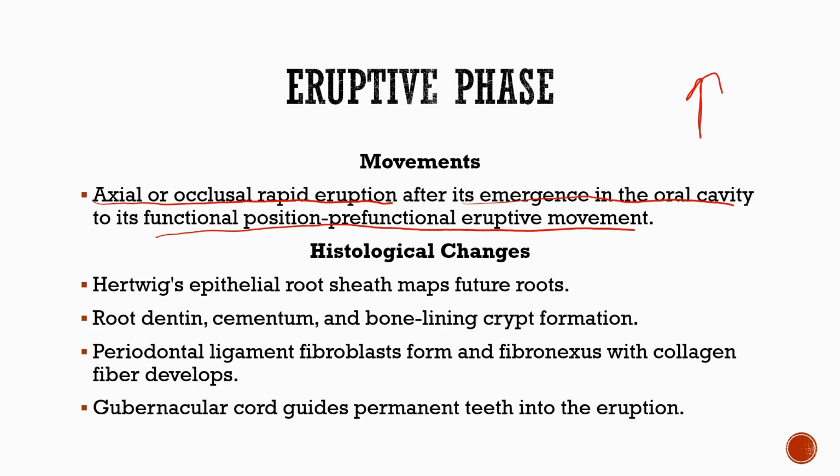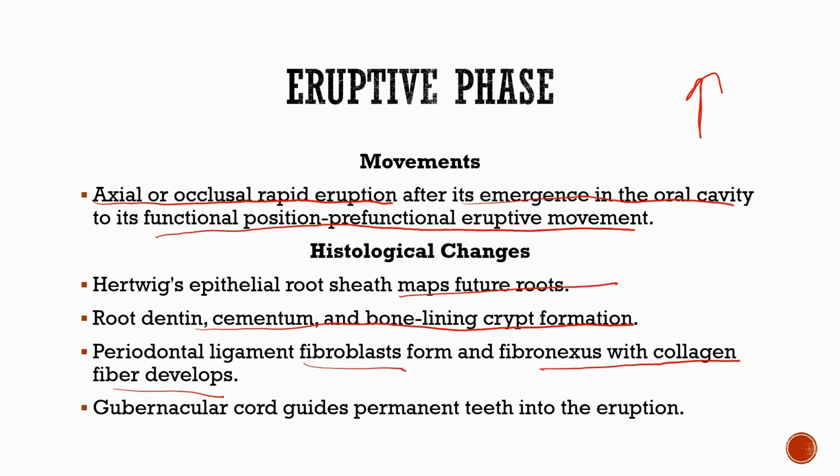Hertwig's epithelial root sheath maps the future roots, root dentine, cementum and bone lining. Crypt formation occurs, periodontal ligament fibroblasts form, and the fibronexus with collagen fibers develops.